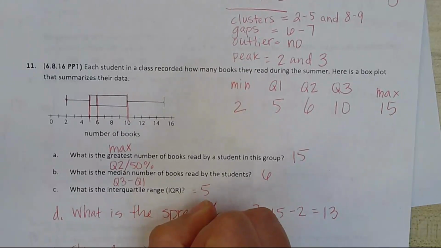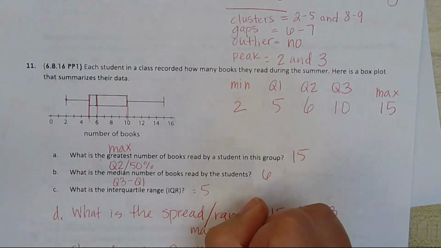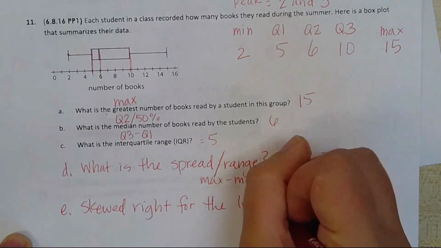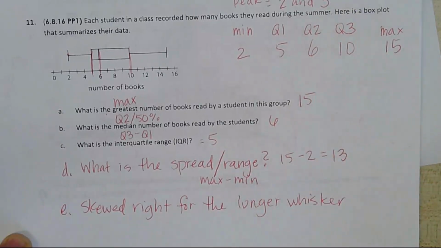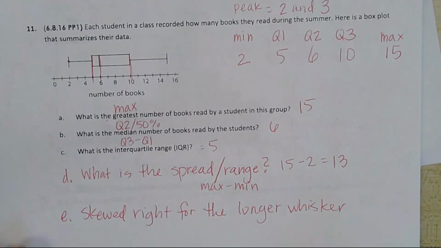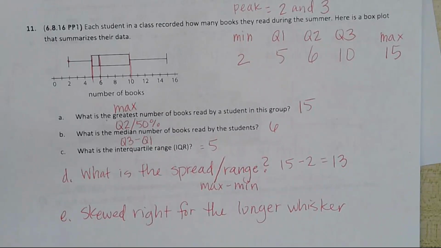It's skewed right because of the longer whisker. Whisker. Okay, because of the longer what? Whisker. It's skewed right because of the longer whisker. So if you will, please look back at 8. We're going to practice: is it symmetrical or is it skewed? And then we're done.